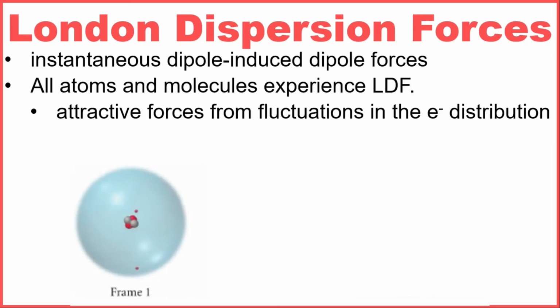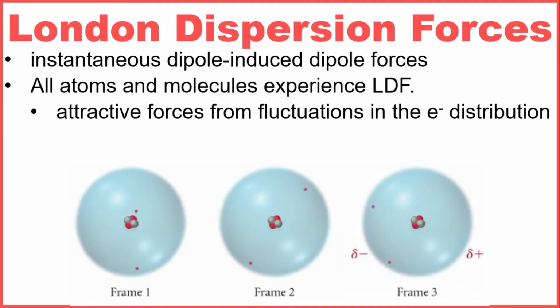In an atom or molecule, the electrons are in random motion, right? Remember the electron cloud. Now, this random motion of electrons may cause them to be clustered more at one end of the particle, giving that end a very small partial negative charge. This will create a temporary instantaneous dipole. This instantaneous dipole can create induced dipoles in its neighbors by attracting or repelling their electrons.